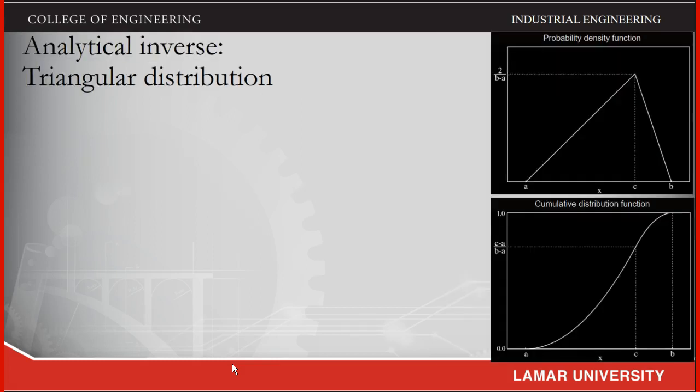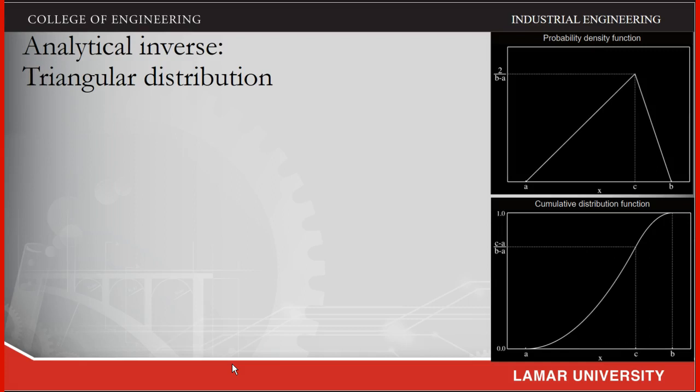The analytical inverse for a triangular distribution. Triangular distributions are very popular in simulation because sometimes we don't have a lot of data. We could have the minimum value that the random variable will have, here depicted with A, the maximum value that the random variable may have, depicted here with B, and the most likely event, here depicted with C.